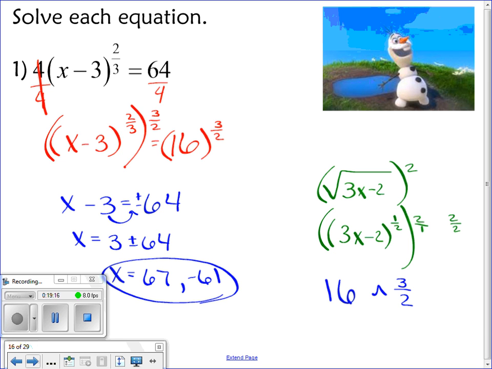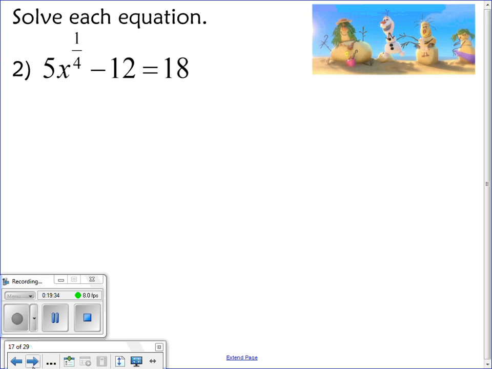So when the denominator of the reciprocal is even, you actually end up with 2 answers. If the denominator of the reciprocal is odd, you just have the 1 answer. It's kind of strange, I know, a little different. All right, let's try the next one. So what do I need to get rid of or move first? The 12. So let's add 12.